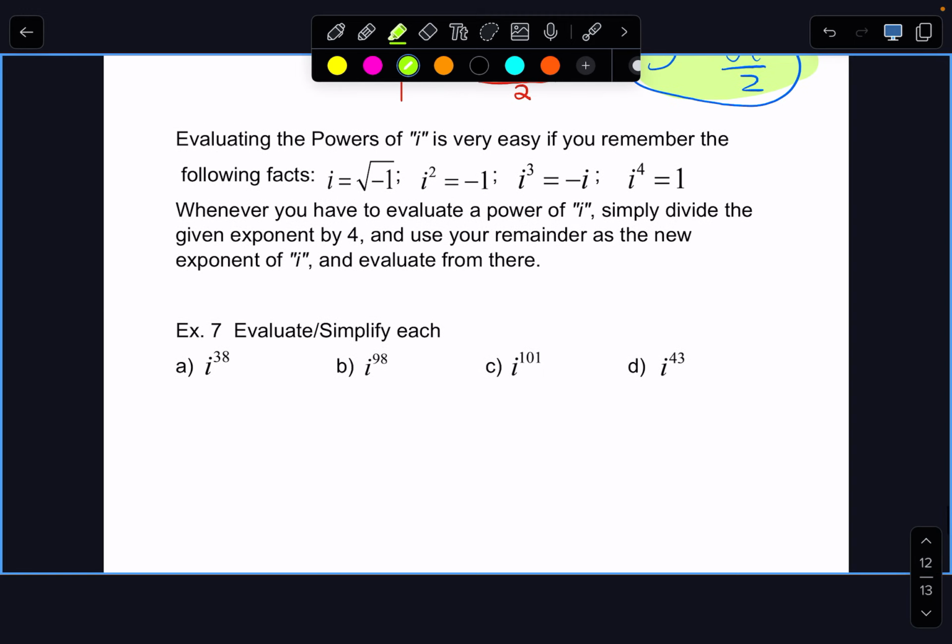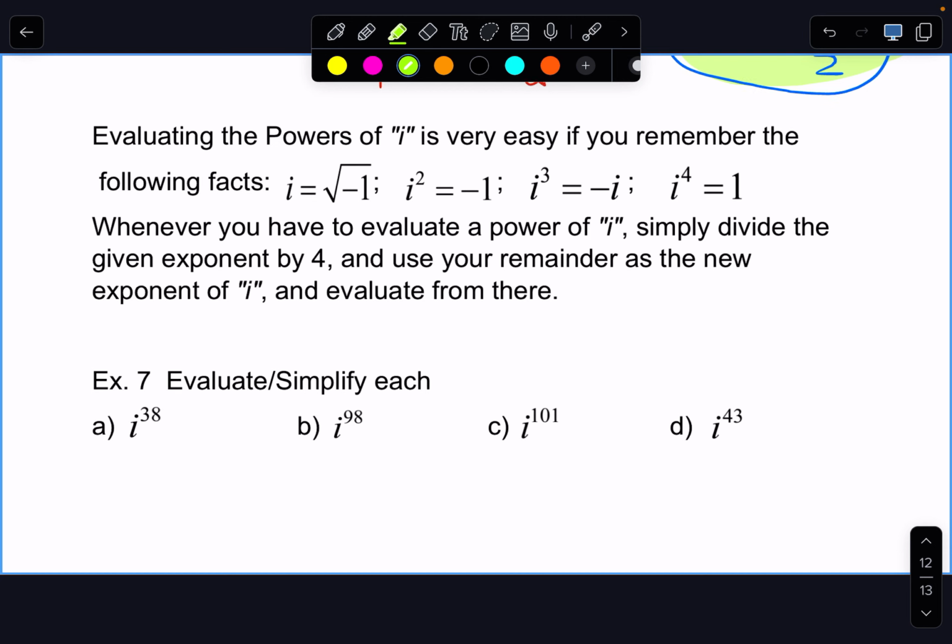Okay, guys. Promise, this is it. These 4 examples, I promise. You guys have been amazing.